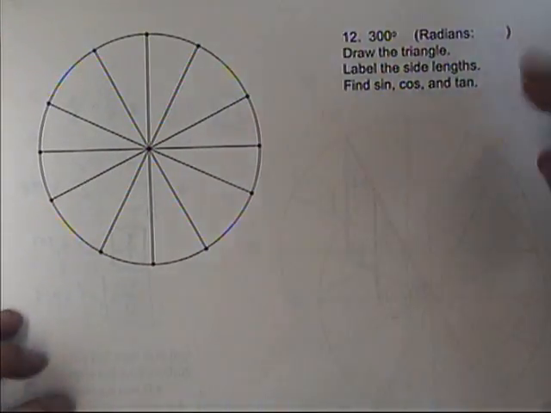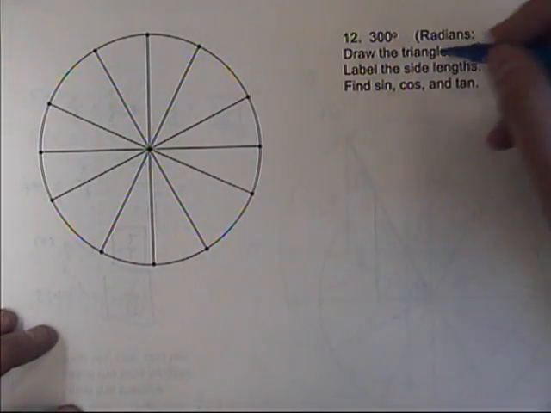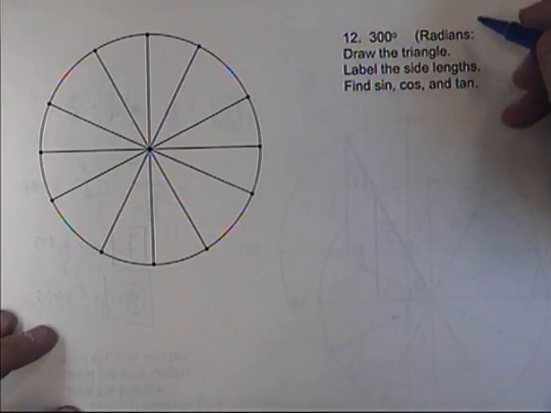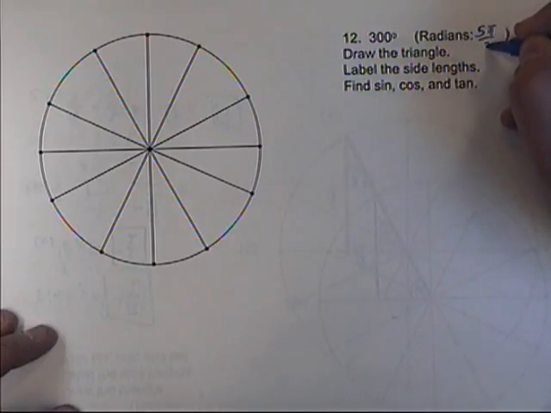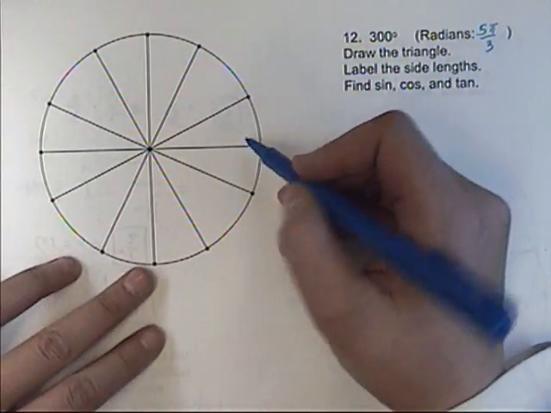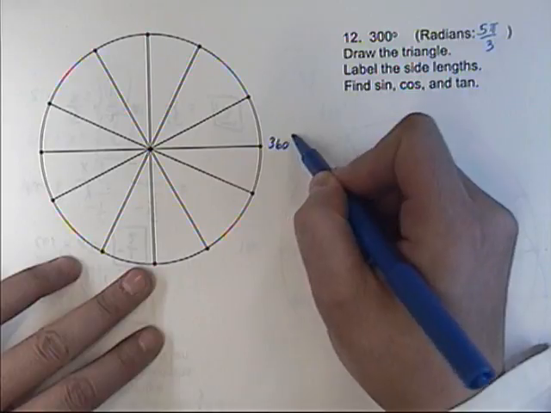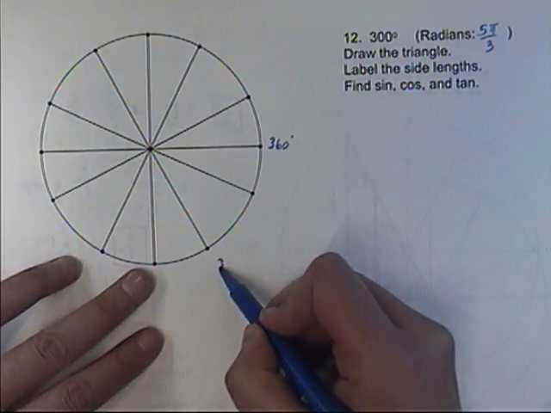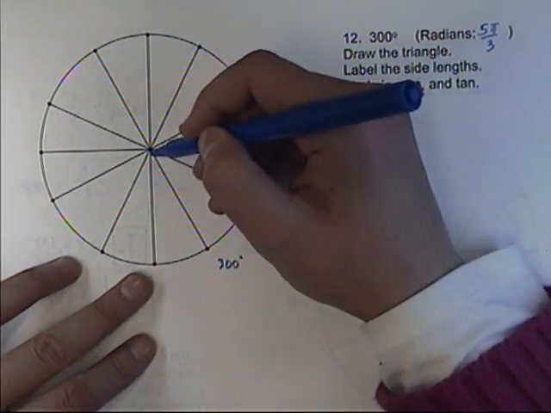And then finally, yay, we're almost done. 300 degrees. Okay, now that would be 5 pi over 3. And 300 degrees, here's 360. 300 degrees is 60 degrees short of that. So that would be here.